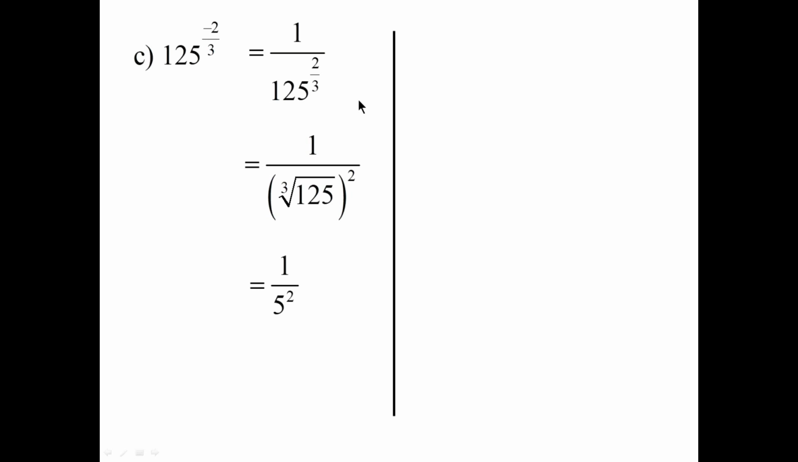Doing another example here, 125 to a negative fraction. This means 1 over 125 to that same positive fraction. And we've learned that this means the third root of 125 squared, kind of like this. I definitely don't want to square 125, so we'll cube root it first and then square that. The cube root of 125 is 5, and then that's easy to square.